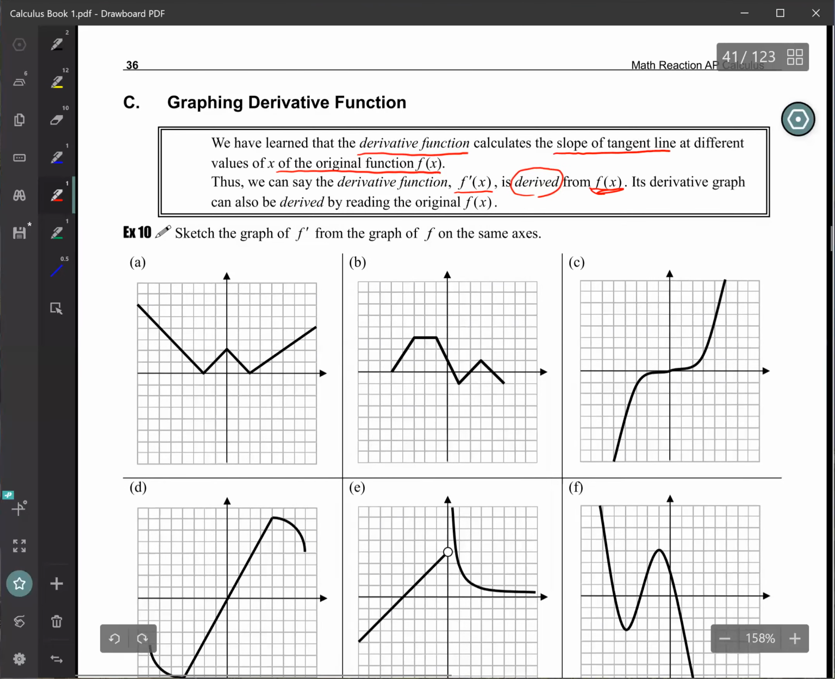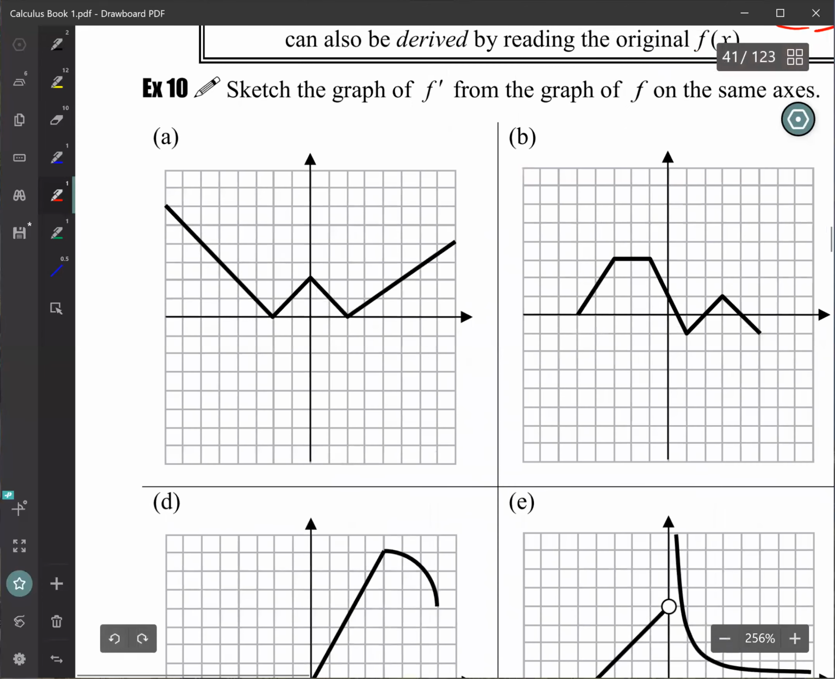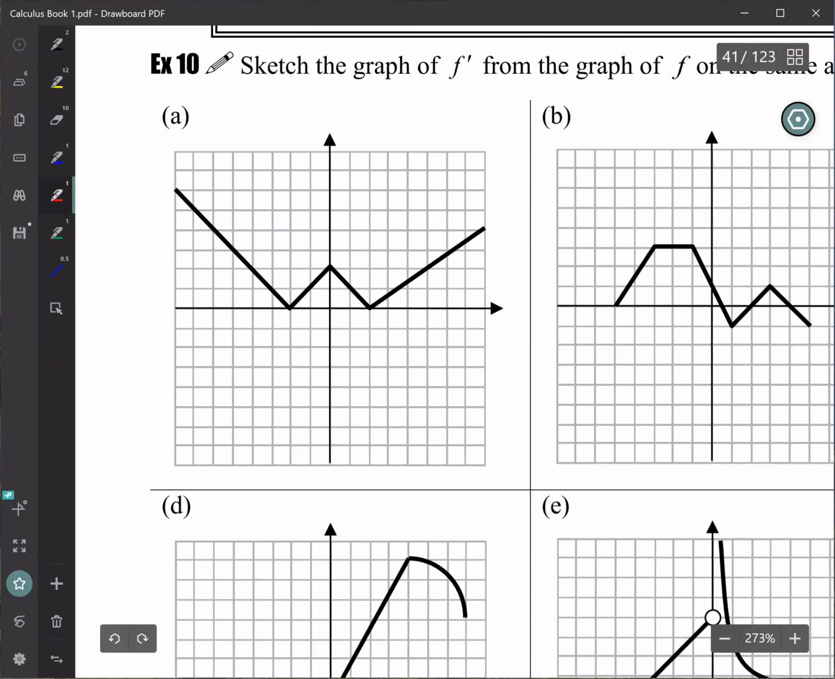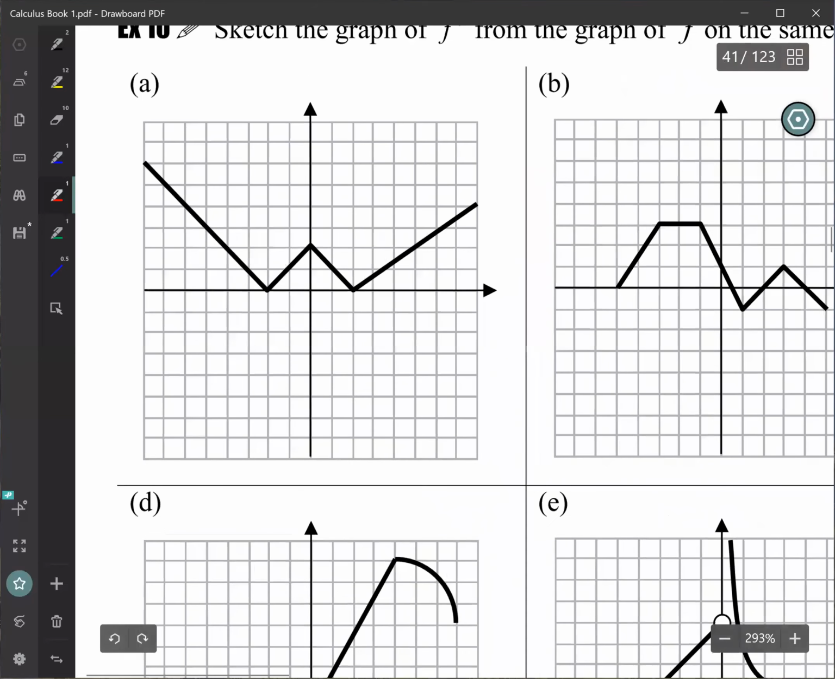Okay, so let's look at each graph one by one. I'll show you question A. We'll work this through together, and then you can try question B. So we go from left to right, one section at a time. Here we have a straight line. I'm going to draw over it, this red line here.